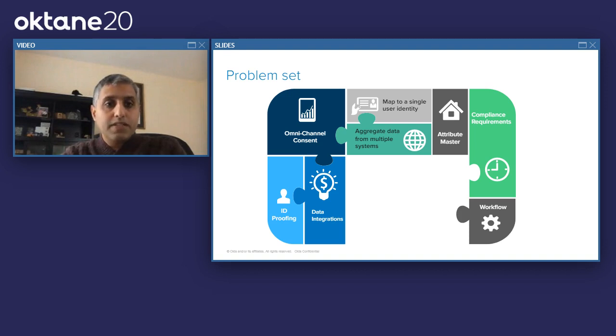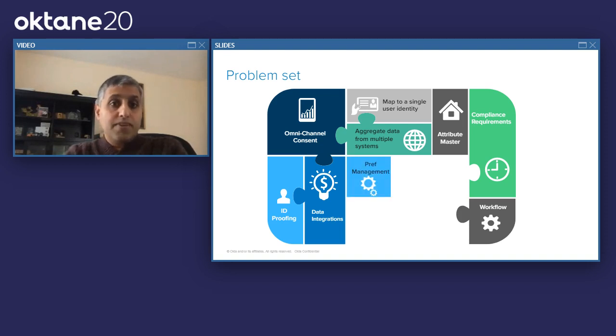And then from a data integration perspective, how do you make sure that all of this information that you have gathered, to provide an omnichannel, 360-degree view on a particular consumer, is accurate across the board? Which means now you also have to think about how do you integrate this information across all of these disparate systems.